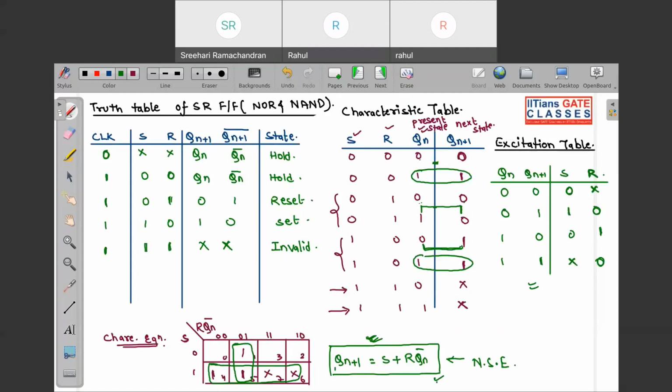These two things need to be remembered: the next state equation and the excitation table, because every time, for getting this, you cannot derive it. When we design counters in our next class, at that time we will require the excitation table and even the next state equation. So you cannot go and write all these things out each time. Okay.